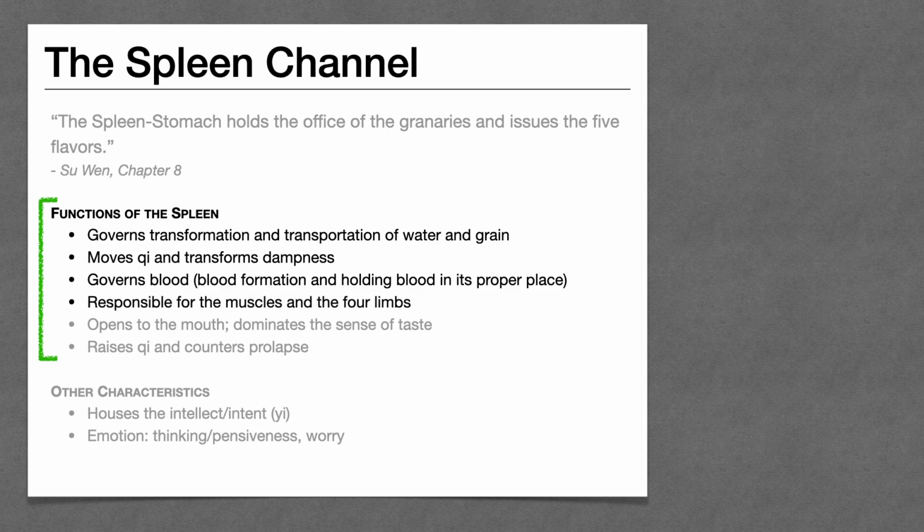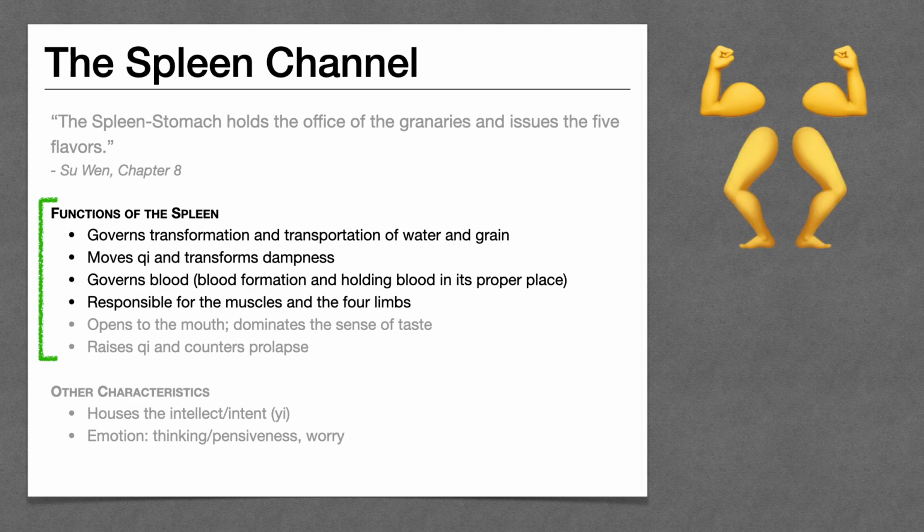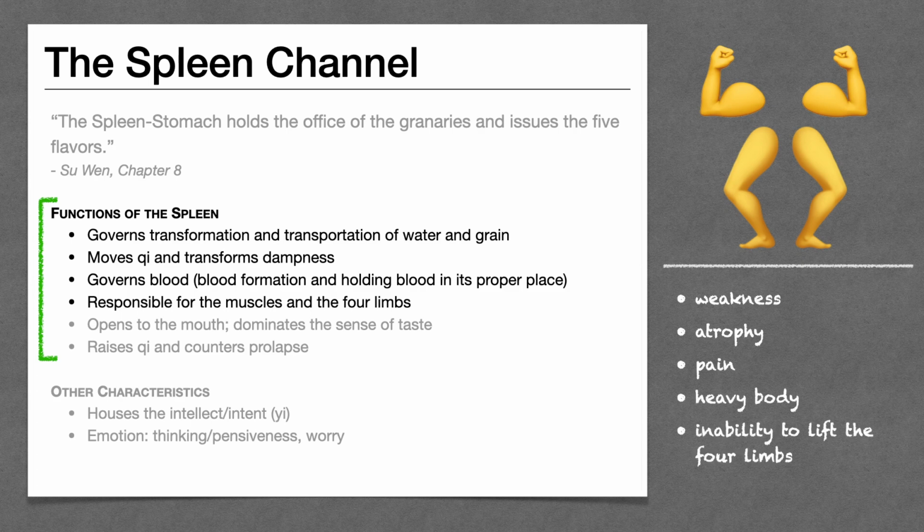Next, the spleen is responsible for the muscles and the four limbs. Again, these tissues rely on the spleen for nourishment, so if the spleen fails in this function, we might see weakness in the four limbs, atrophy of the muscles, or pain. Or if there's dampness accumulating, we might see heaviness in the body or inability to lift the four limbs.